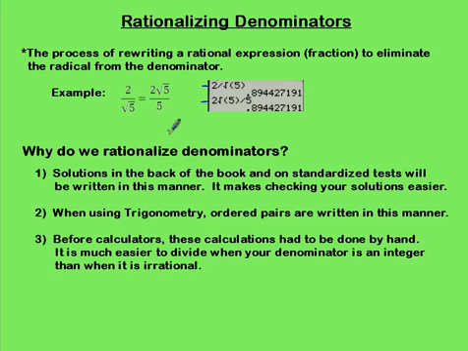One of the reasons is that it makes things a lot easier to check. If you're looking in the back of the book, if we have a systematic way of writing these, it makes it a lot easier to check, and also when you're grading quizzes or tests, it makes things much easier. If you're in trigonometry and you're using the unit circle, the ordered pairs will always be written with rationalized denominators. And lastly, before calculators, back in the day, it was much easier to do this calculation by hand. Having a denominator that was irrational was very difficult to do, so they rationalized the denominators to make things easier.